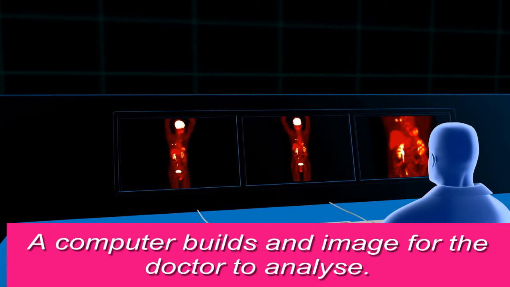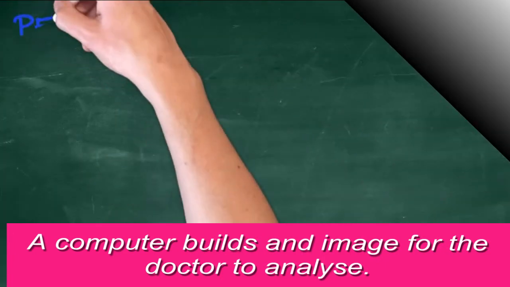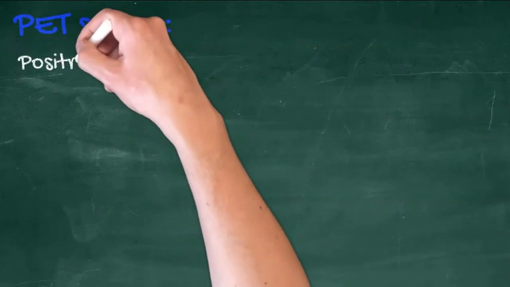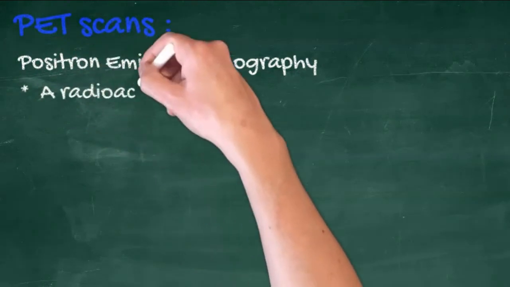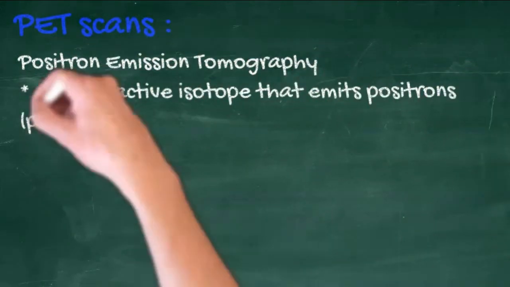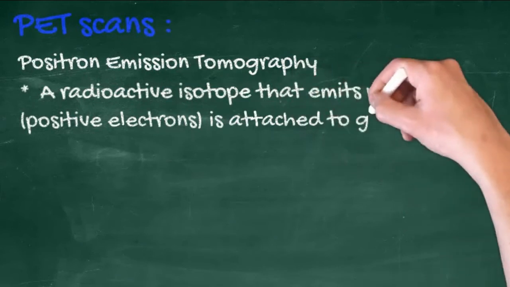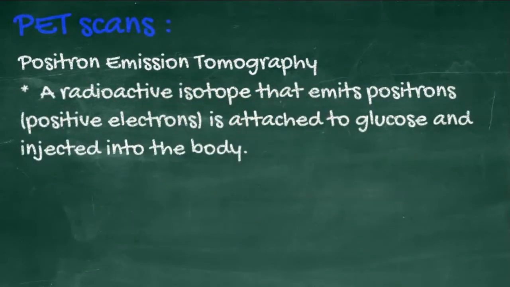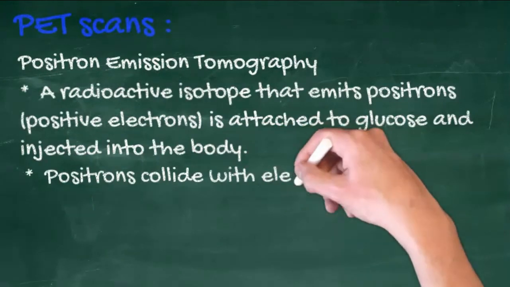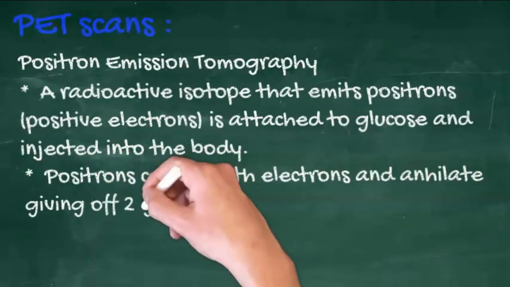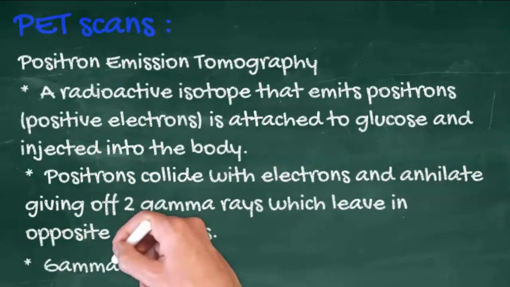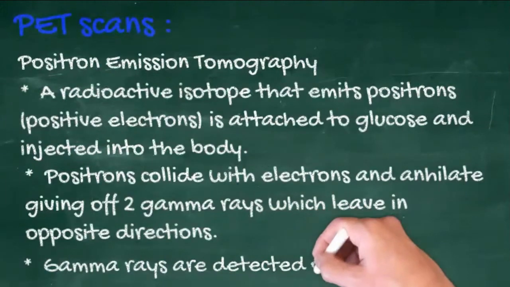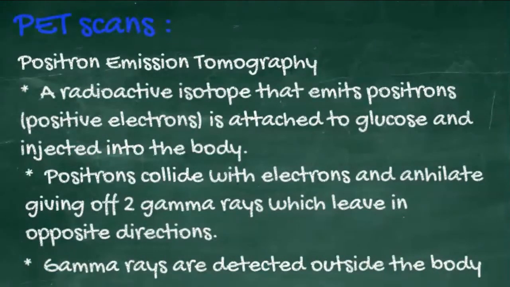Isotopes used have short half-lives and need to be produced nearby. PET stands for positron emission tomography, positive electrons being given out and built into a picture. A radioactive isotope that emits positrons is attached to glucose and injected into the body. Positrons collide with electrons and they mutually annihilate, giving off 2 gamma rays which leave in opposite directions. The gamma rays are detected outside the body and a picture built by a computer.